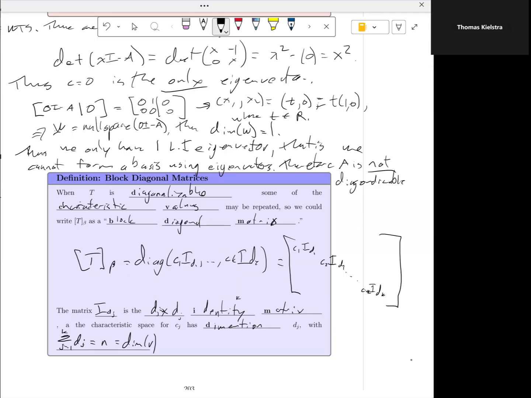And why does this make sense? Each of these blocks, if I have C1 times I D1, means I have C1 on the diagonal D1 times, which means I have D1 different vectors, all of which, when you apply T, you get C1 times that vector back. Same with C2, up to CK. So the basis for each eigenspace has dj of these vectors.